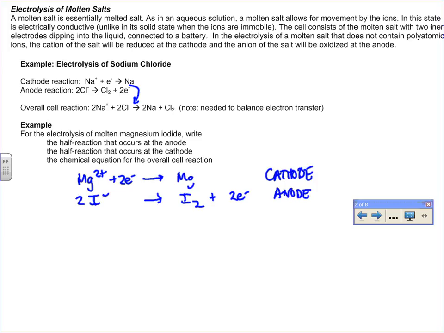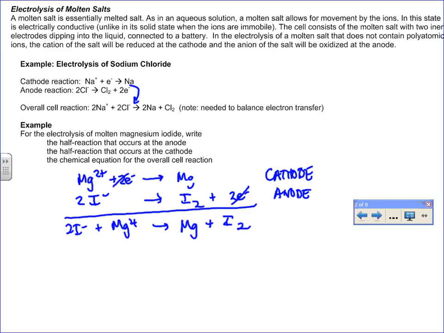In the overall cell reaction, we didn't need to do anything in terms of balancing because the number of electrons transferred is equal. So we've got the overall reaction of 2 iodide ions plus magnesium ion going to magnesium and iodine.